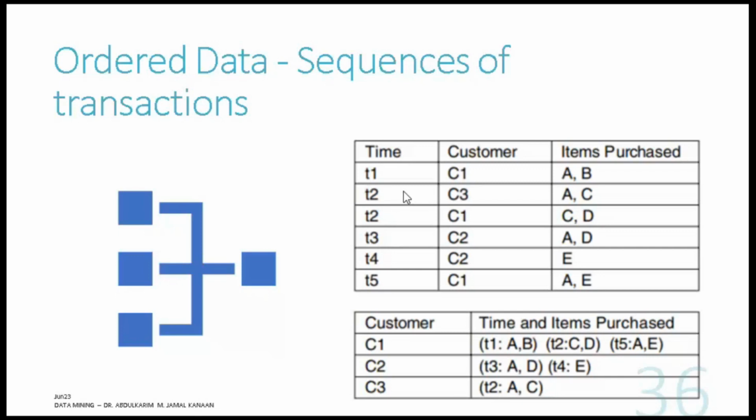Okay, then you can show them in this case. So C1, if you notice, 3 times: C1 at T1 has purchased A and B. C1 at T2 has purchased C and D. And then C1 at T5 has purchased A and F. So here we show that there's some time. That means this is a single transaction, this is another single transaction, and so on.